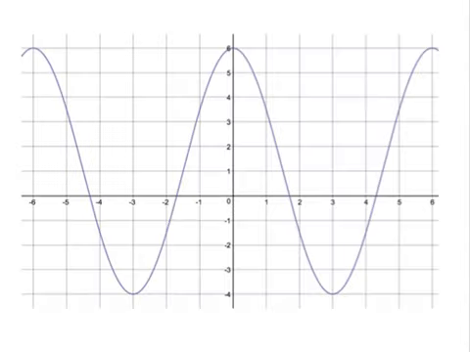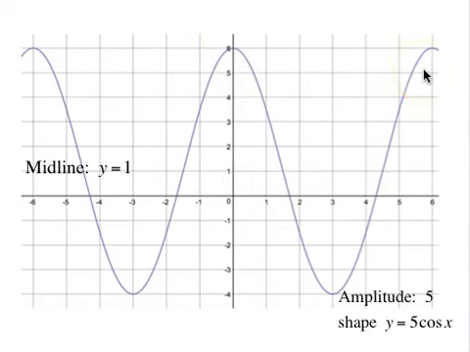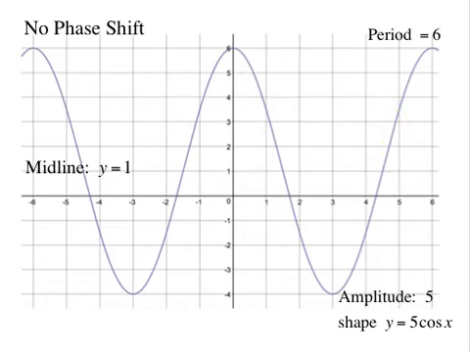One more of those. Same question. Here's our story. We are up to 6, we're down to -4. Halfway between 6 and -4, our midline is 1. So it looks sort of like a cosine function, and it completes one cycle from 0 to 6. Our amplitude, 1 up to 6 is 5. Down to -4 is 5. So our shape is like 5 cosine x. And again, our period is 6, completing it from here to here. And it has no phase shift.